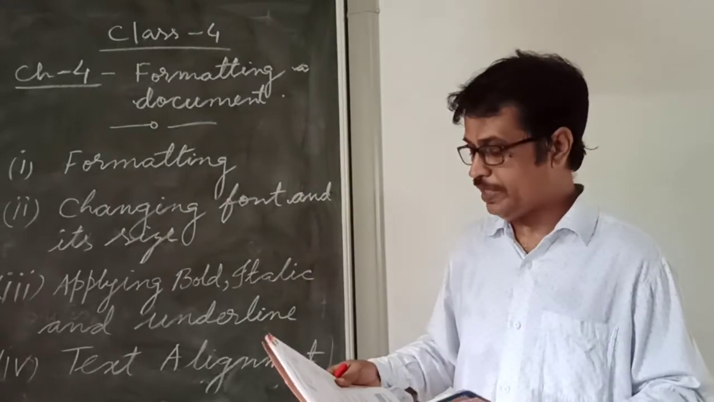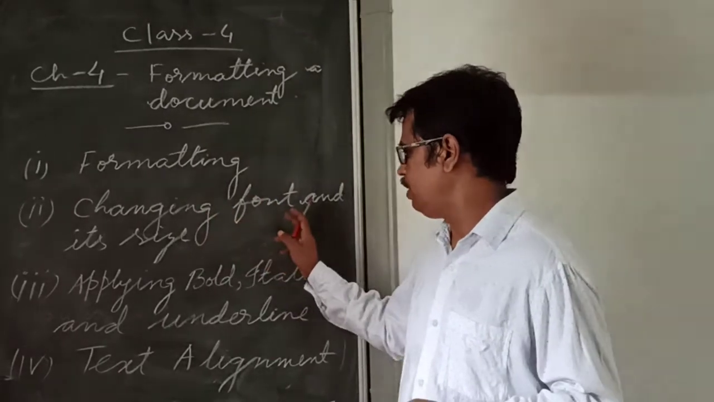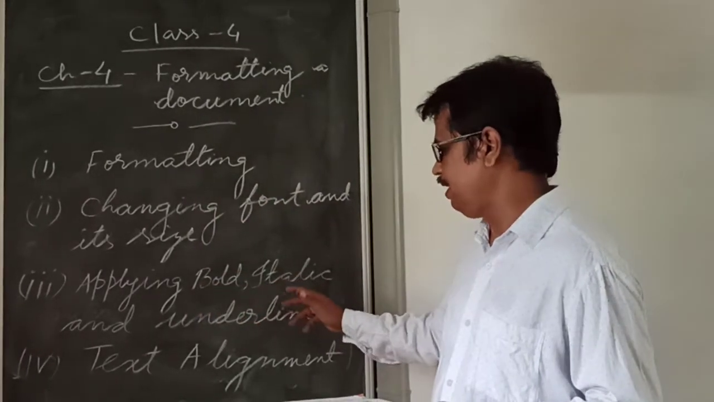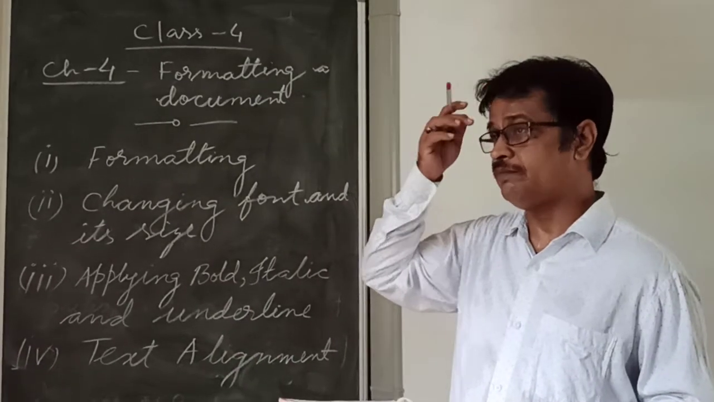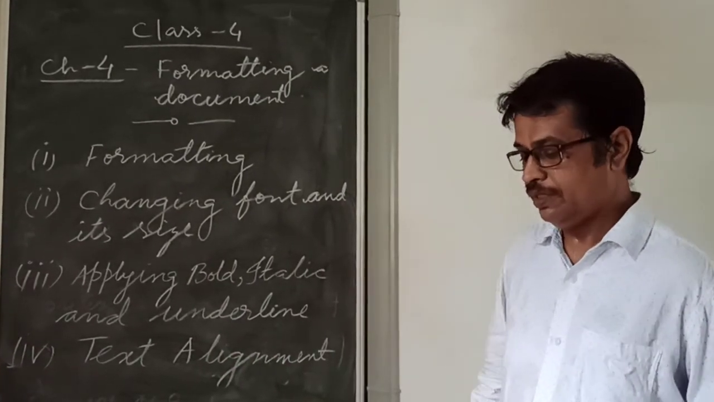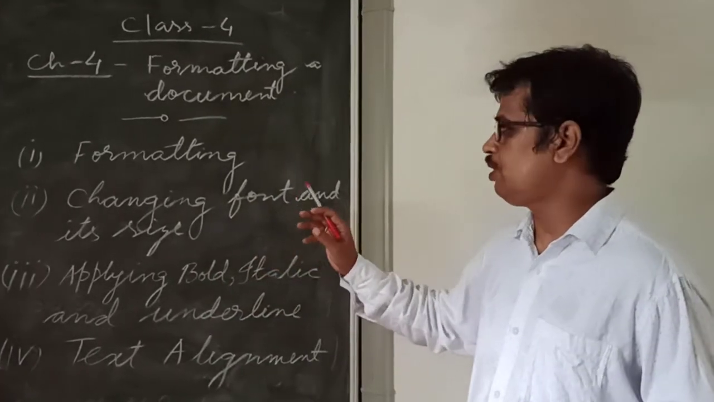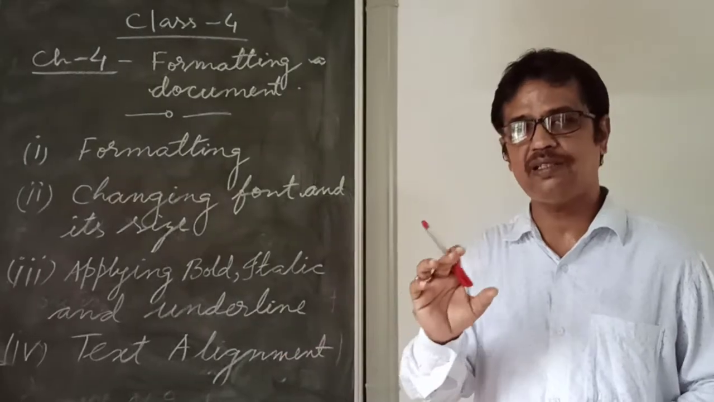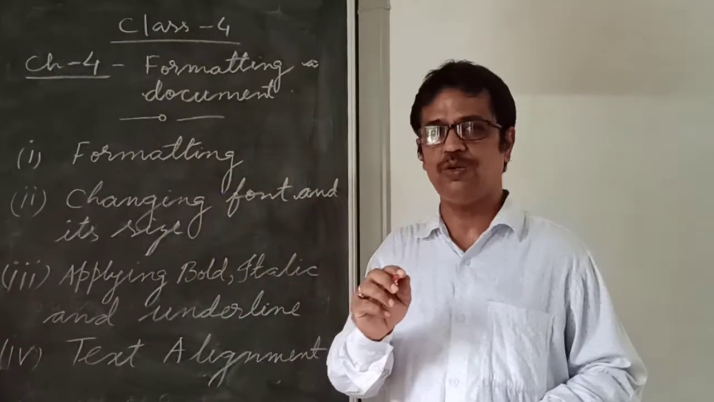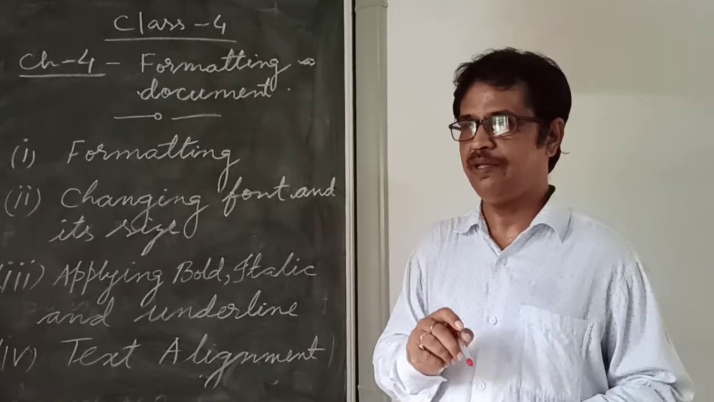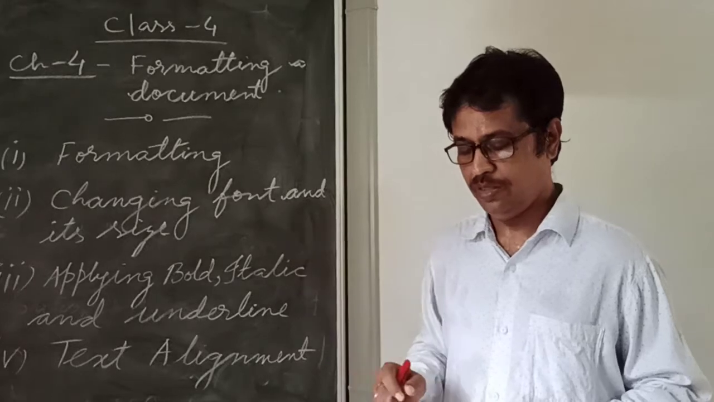So today we have discussed these few topics: formatting, changing font and its size, applying bold, italic and underline, and text alignment. Now let us discuss some shortcut tools. The shortcut for making bold is: select the text. After selecting the text, press and hold the Control key and press the B button. Your text will be bold.